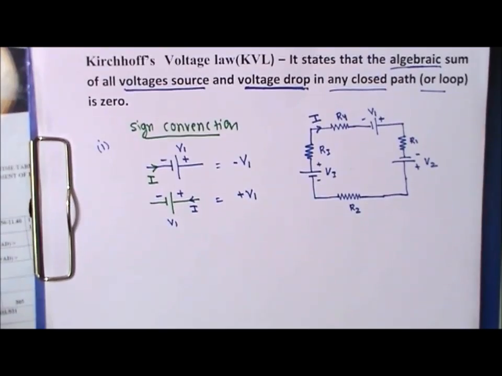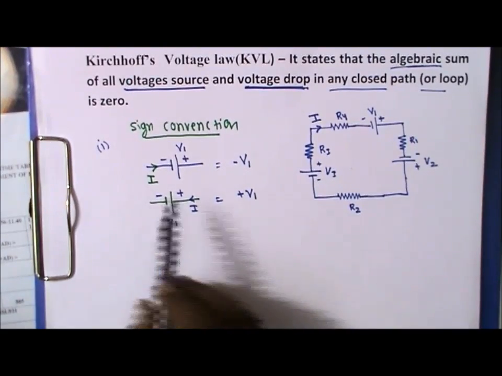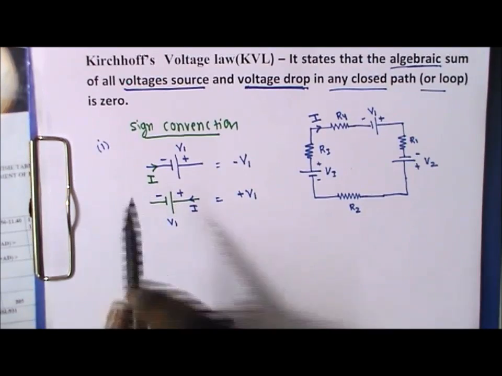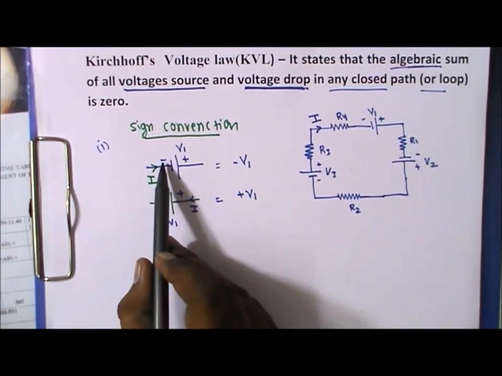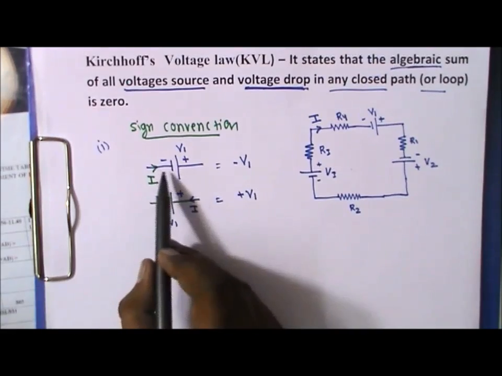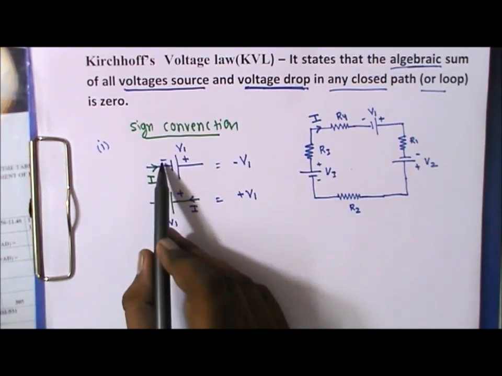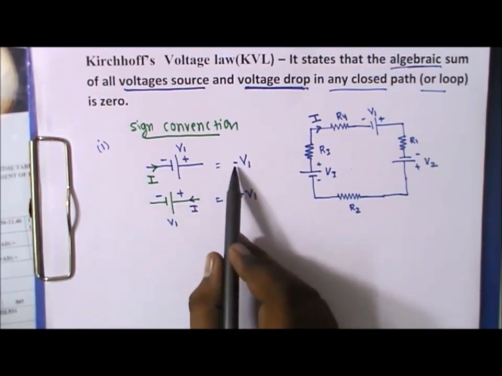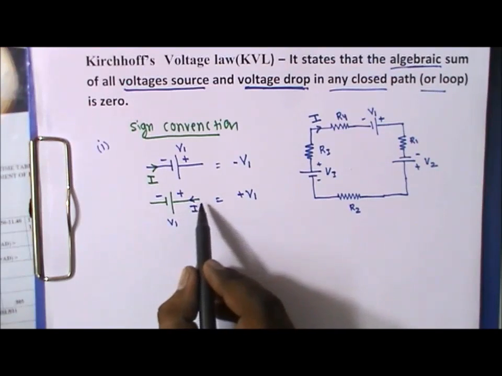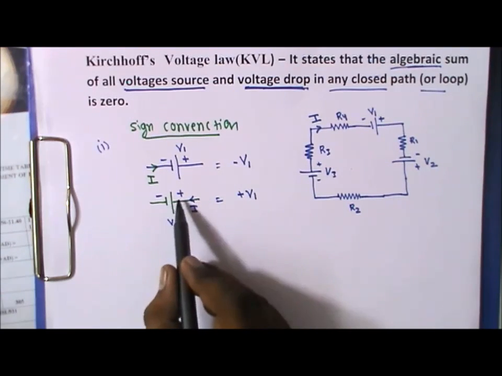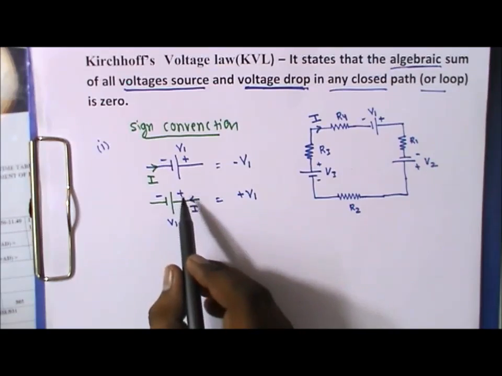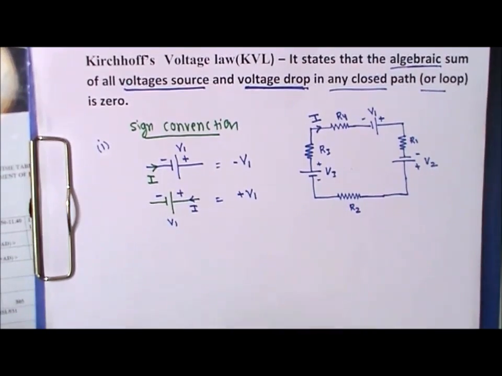According to me, according to some books, I have just noted here that if we are going in the direction of the current, the sign that we are getting first, that we have to write. In this current, the minus here is the first, then we write minus V1. In this section, the current is going in this direction and the sign we are getting is plus, so we have to write the plus V1. Now we are talking about the resistance sign.